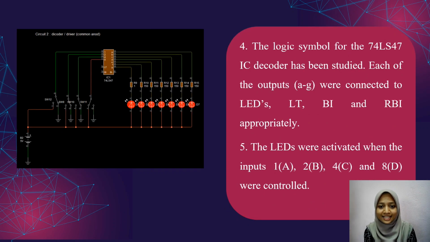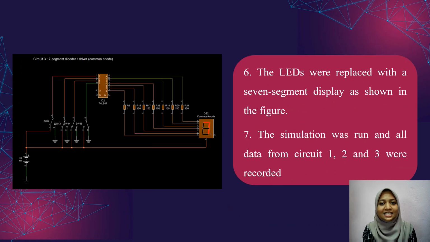Next, for the second circuit, the logic symbol for the 74LS47 IC decoder was studied, and each of the outputs, which were labeled A until G, were connected to LEDs, and the LT, BI, and RBI had been arranged appropriately. The LEDs were activated when the inputs A, B, C, and D were controlled. Next, for the third circuit, the LEDs were replaced with a 7-segment display as shown in the figure beside. The simulation was run and all data from circuits 1, 2, and 3 were recorded.